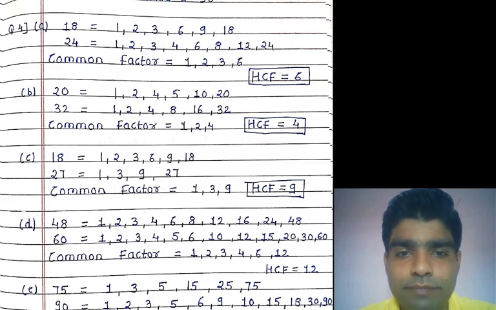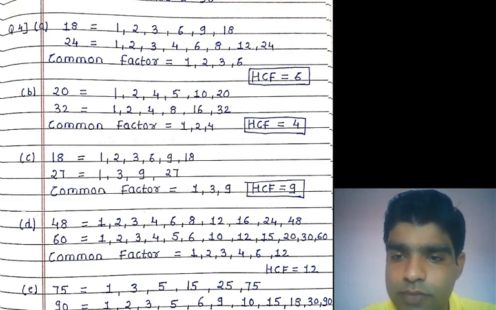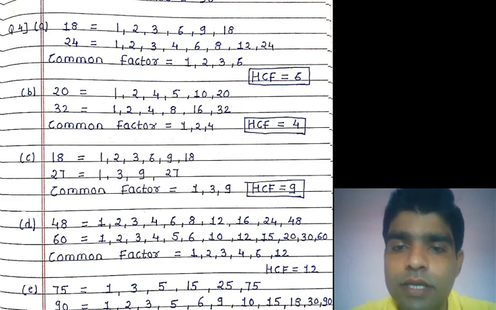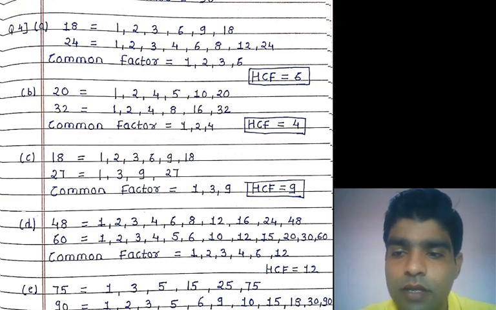Factors of 48 are 1, definitely 2 also divides, 3 also comes here, 4, 6, 8, 12, 16, 24 and 48. This is all of the factors of 48. Then we have to find the factors of 60. In the same way, 1, 2, 3, 4, 5, 6, 10, 12, 15, 20, 30 and 60. This is all of the factors of 60.